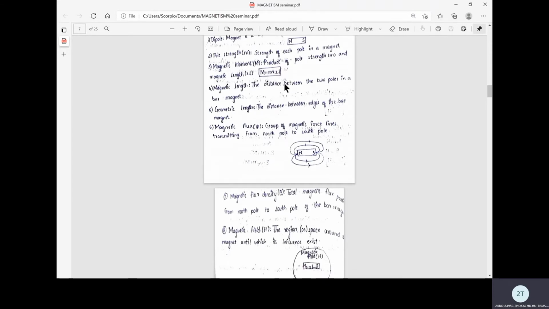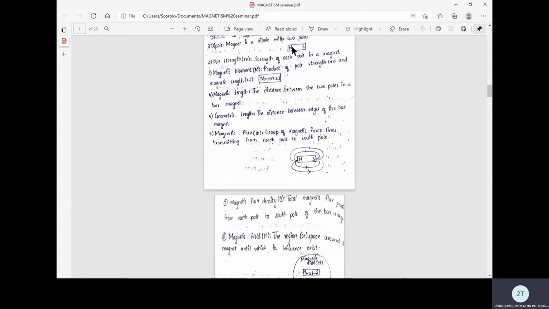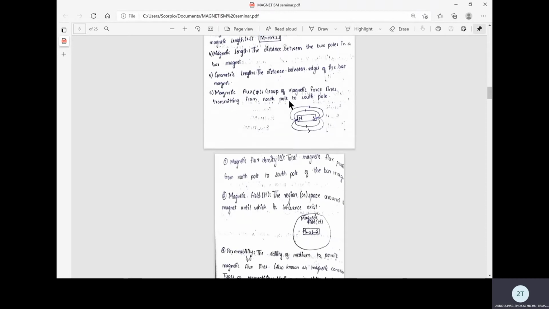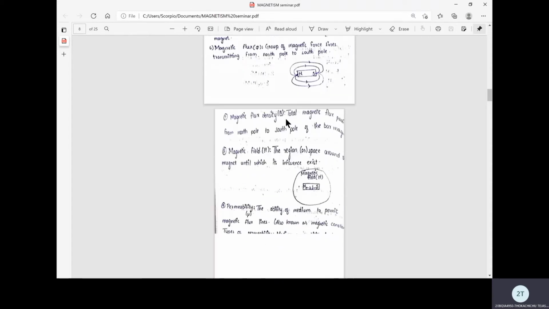And magnetic length is the distance between the two poles in a bar magnet, which we discussed just now. Geometric length is the distance between the edges of the bar magnet. The distance between the two poles is called the magnetic length, and this whole length is called the geometric length. That is, the distance between the two edges is the geometric length, while between these two poles is the magnetic length. And magnetic flux, as we discussed before, is the group of magnetic force lines transmitting from the north pole to the south pole. These lines are nothing but flux lines.